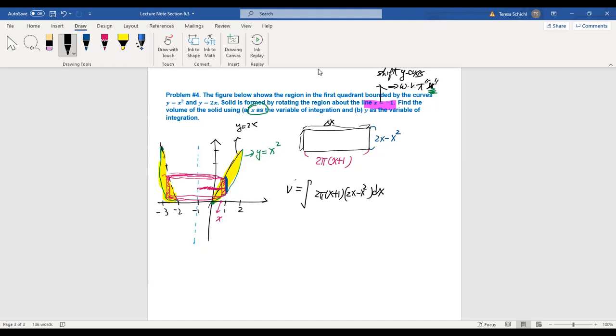So what is my x range? My x value is from 0 to 2. This integration is super easy also. You just take the 2 pi out, then integrate from 0 to 2, and expand it. It will be 2x squared minus x cubed plus 2x minus x squared, dx. And then you get 16 pi over 3.